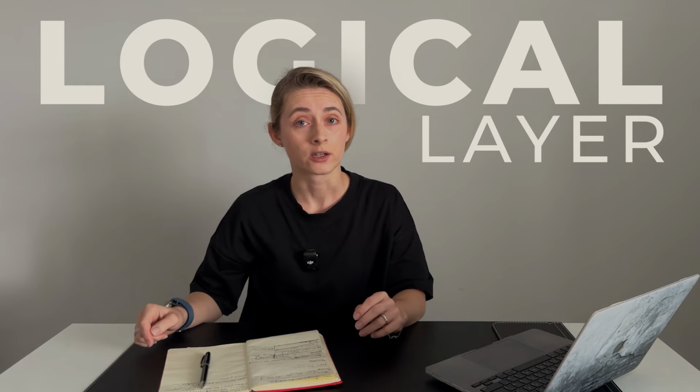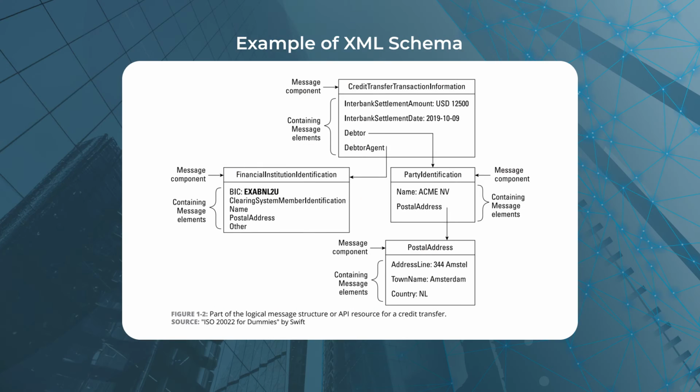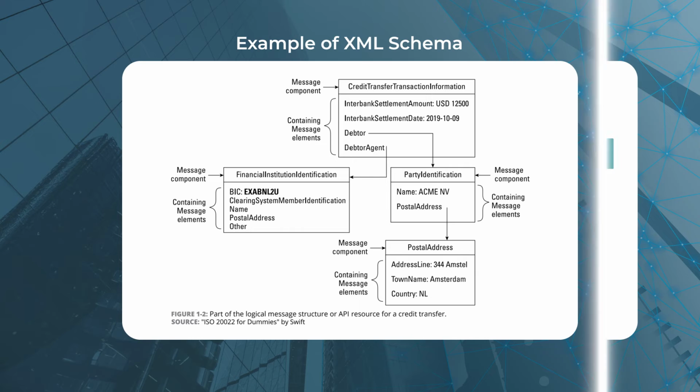The logical layer. The logical level describes all the information needed to perform a specific business activity, independent of syntax. It is composed of data components organized in a hierarchical structure. A component contains one or more elements and is derived from a business component by using one or some elements. This structure was developed to enable ISO 20022 to reuse business and message components across all messages and APIs resources.